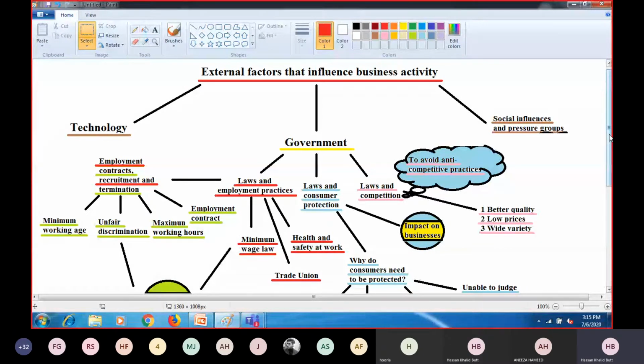Laws are there to protect businesses as well. Remember, laws may help business to grow. We'll talk about it later, but right now I'm just telling you about the laws. What are they for? It means it can support a business activity and it can go against a business activity.